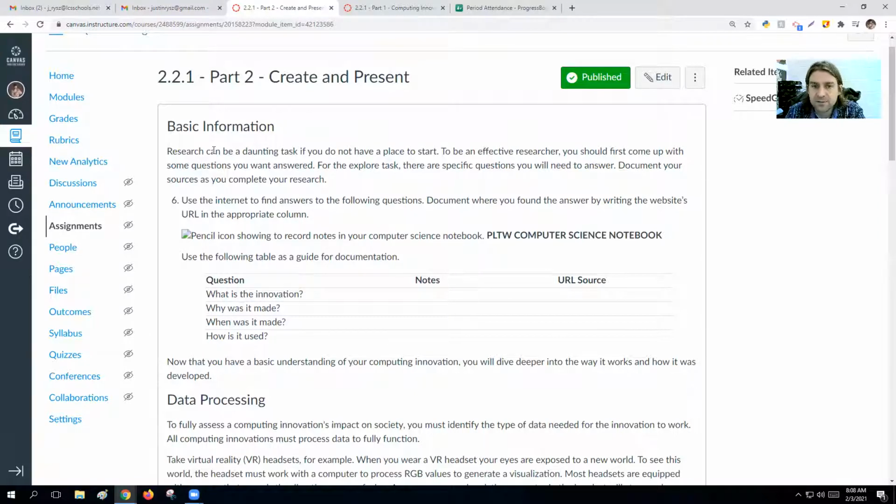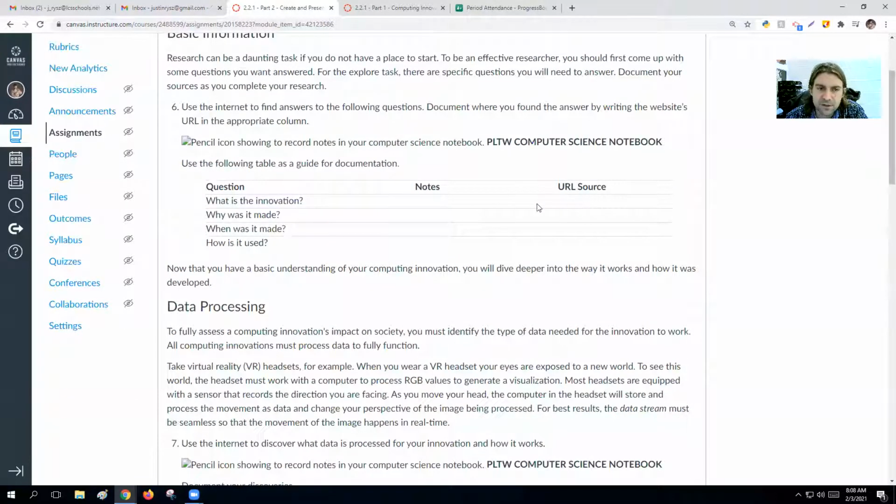All right, so for this explore task, there's some specific questions you need to answer and document in your research. I made a list here of what I want you guys to look up and where your sources are. We'll try to do some citation, but we're not going to do MLA or APA. Basically, when you make your presentation, put a little link of the URL.